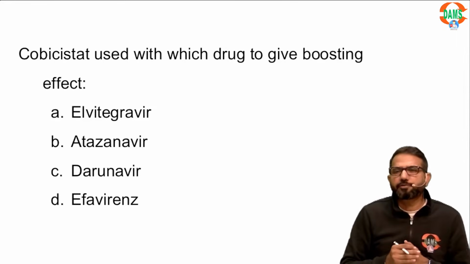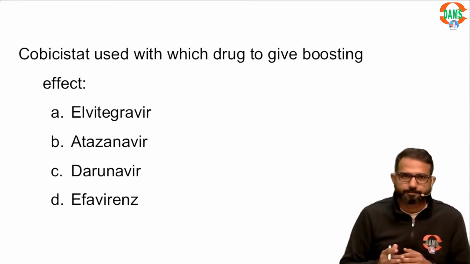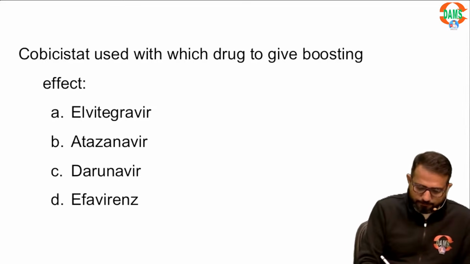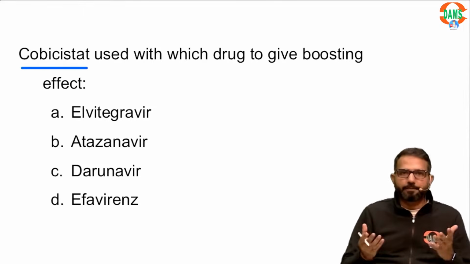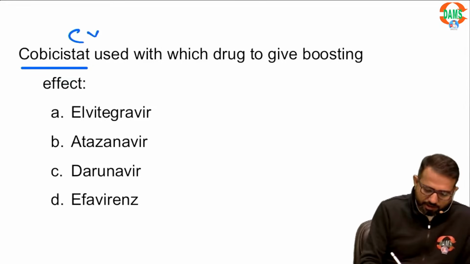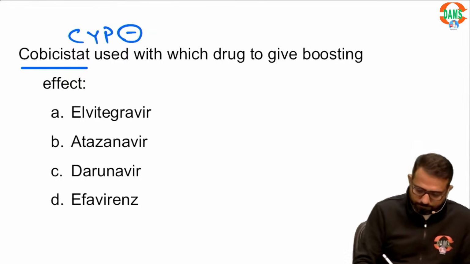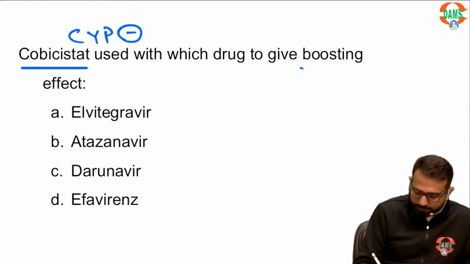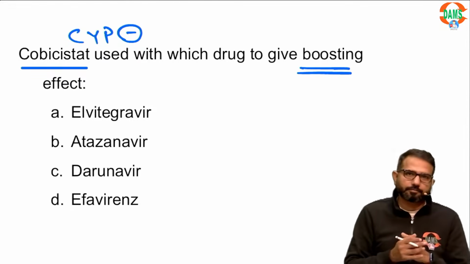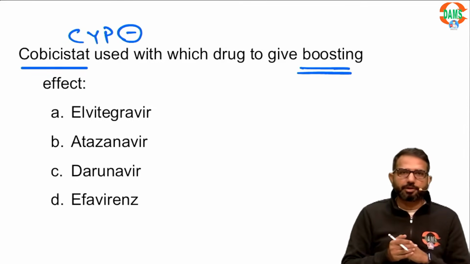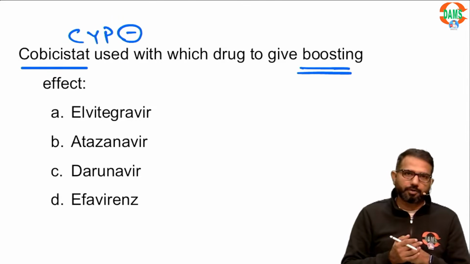Sofosbuvir is for hepatitis C, not for this. Now cobicistat, an important drug. See the name, C-stat: it's a CYP inhibitor. Cobicistat is not an antiviral drug. It is used as a booster with which drug? It is a booster therapy, used to boost the effect of another drug.